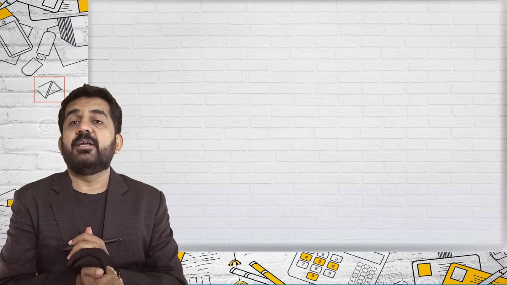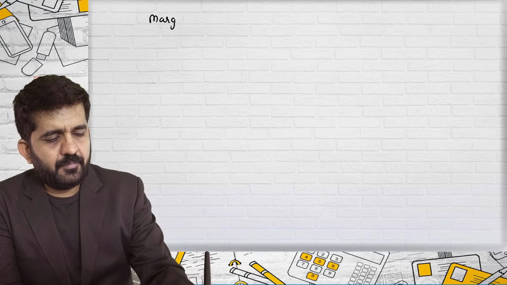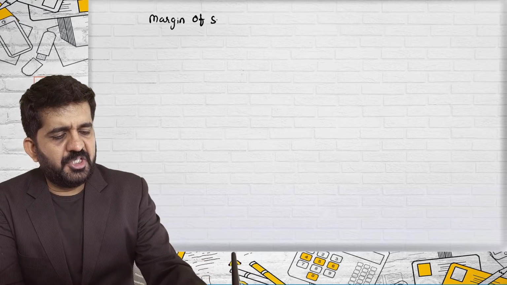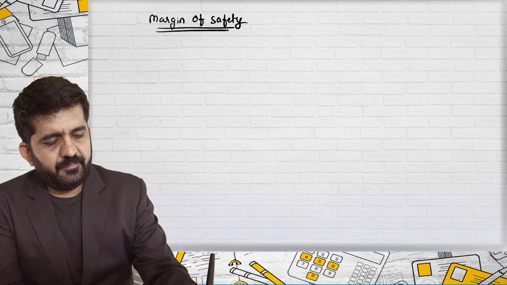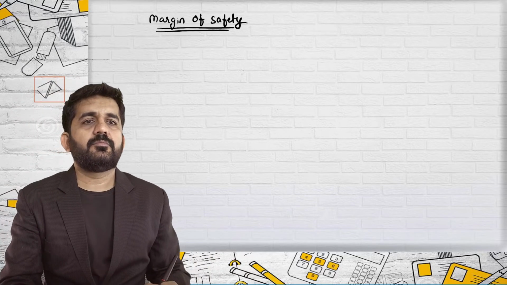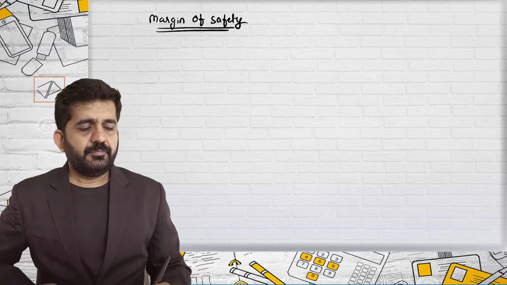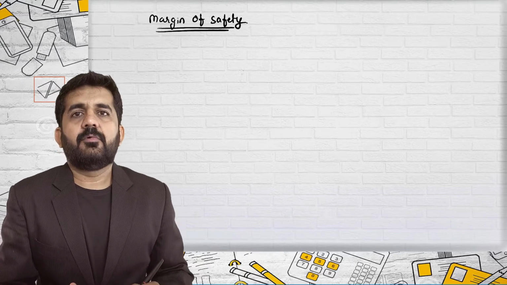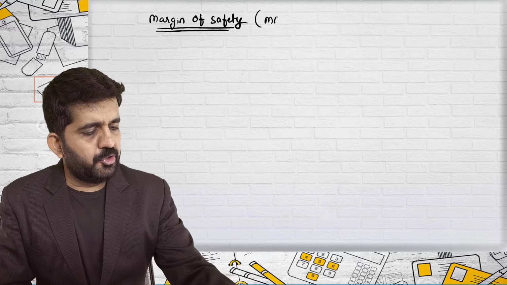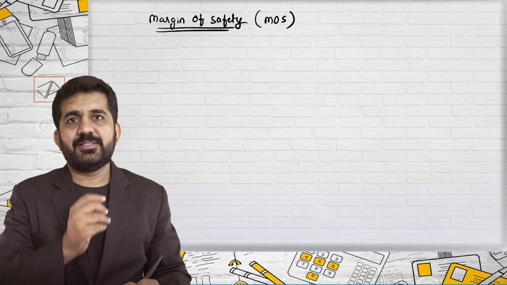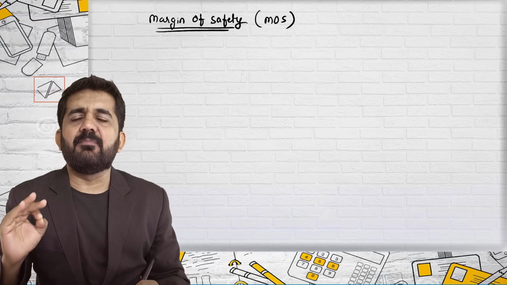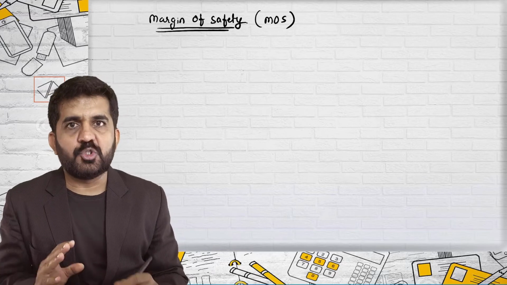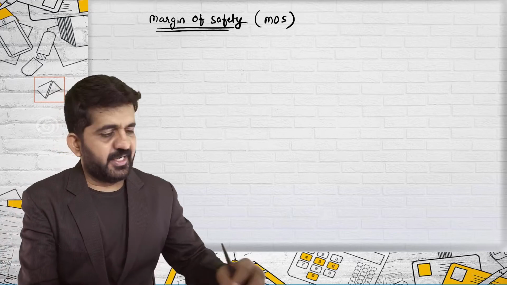Now let us understand a new concept, which is margin of safety, also termed as MOS. I will be taking my base example the same so that it becomes easy for understanding.